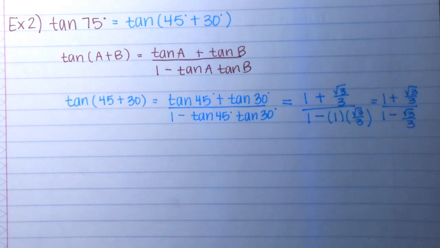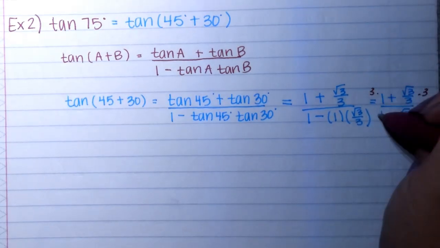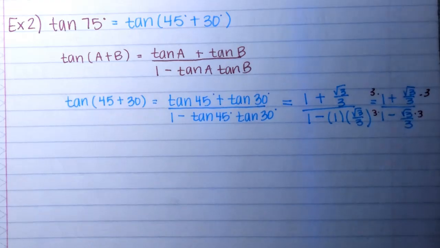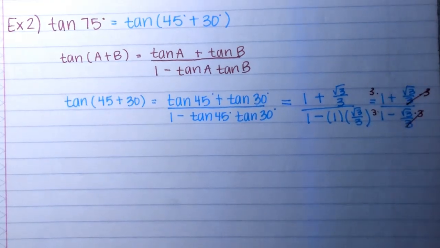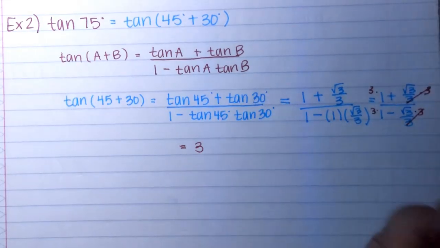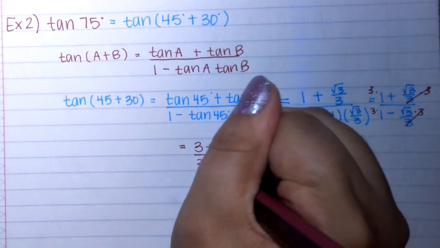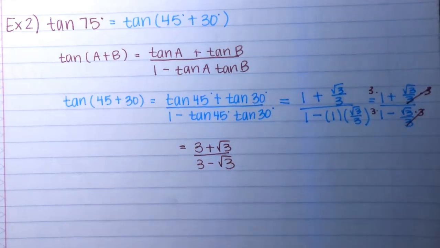So there's a radical on the bottom, but there's also fractions in fractions. So let's get rid of the fraction in a fraction. How can I do that? I'm going to multiply everything by 3. Are y'all okay with that? So that I can cancel those out. That gives me 3 plus the square root of 3 over 3 minus the square root of 3.